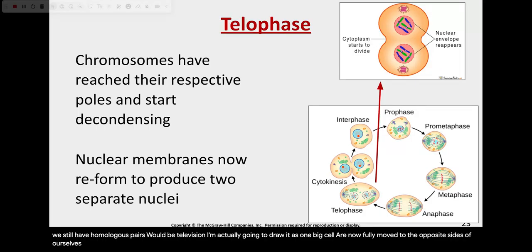And then during telophase, the nuclear envelope starts to reappear. So that nuclear membrane starts to reform. So I'm going to draw that as 2 dashed circles. So essentially now what we have is one big cell with 2 nuclei. Each nuclei containing the same genetic information. Each nuclei being identical to one another.